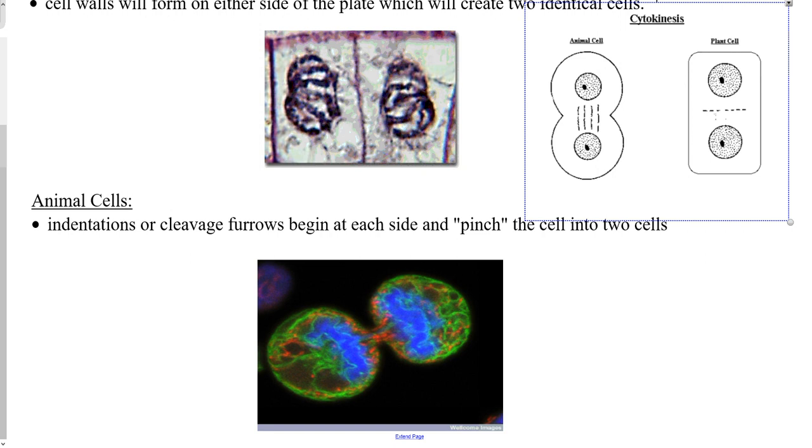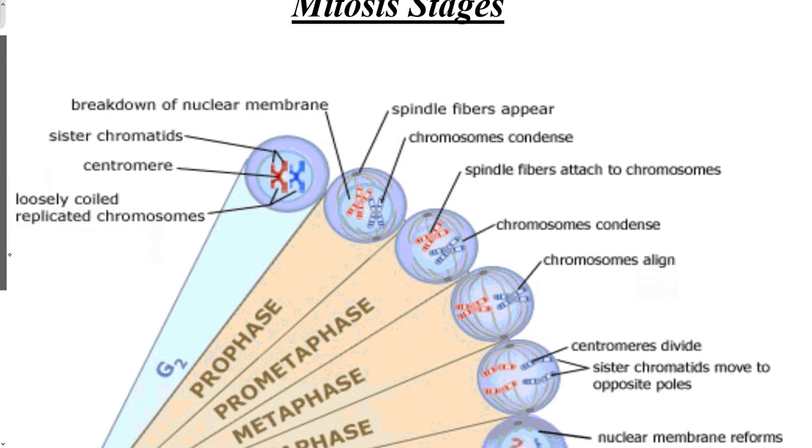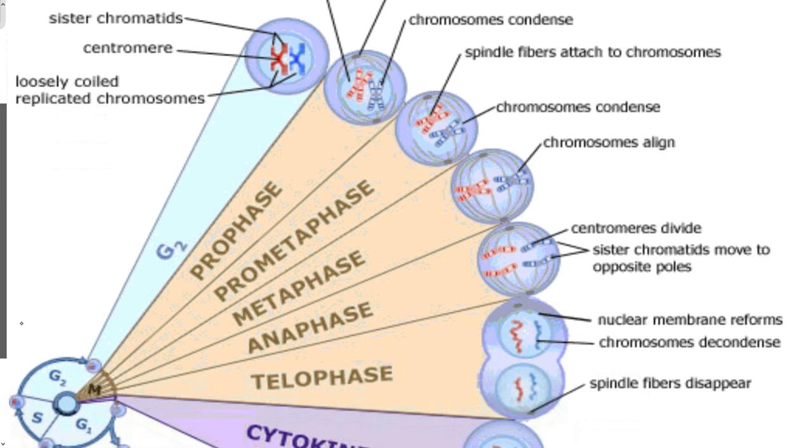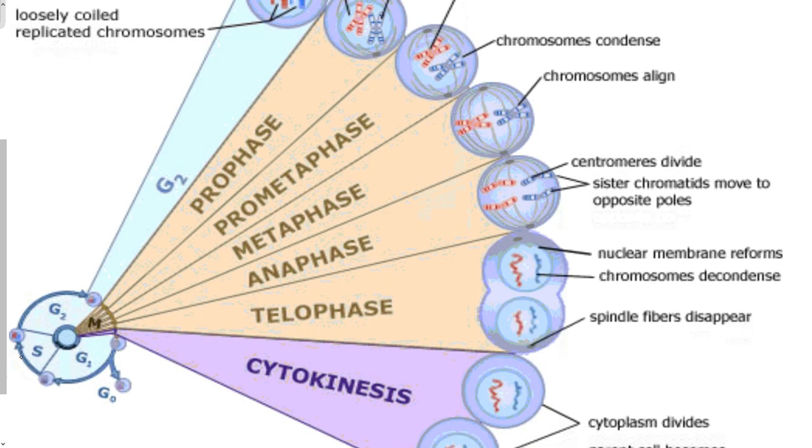So far, so good? Okay, good. All right, so these are the stages of mitosis. Here is just a little review. So G1, S, G2, and then mitosis takes place afterwards.